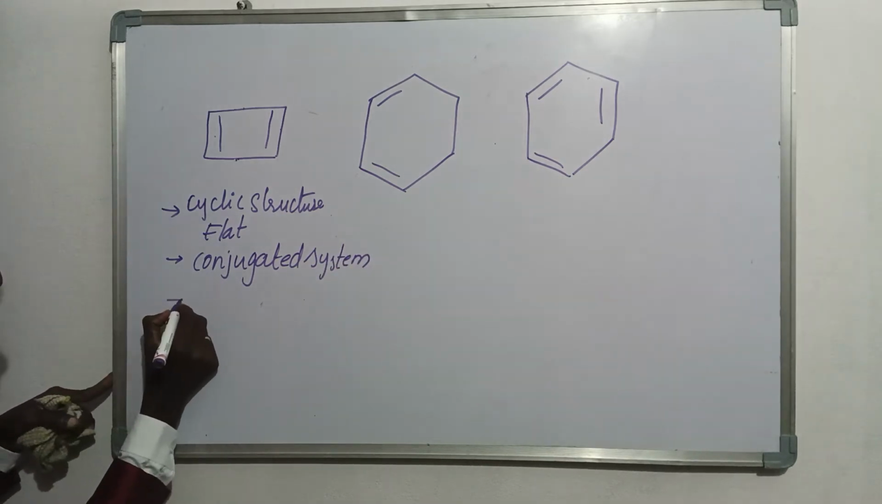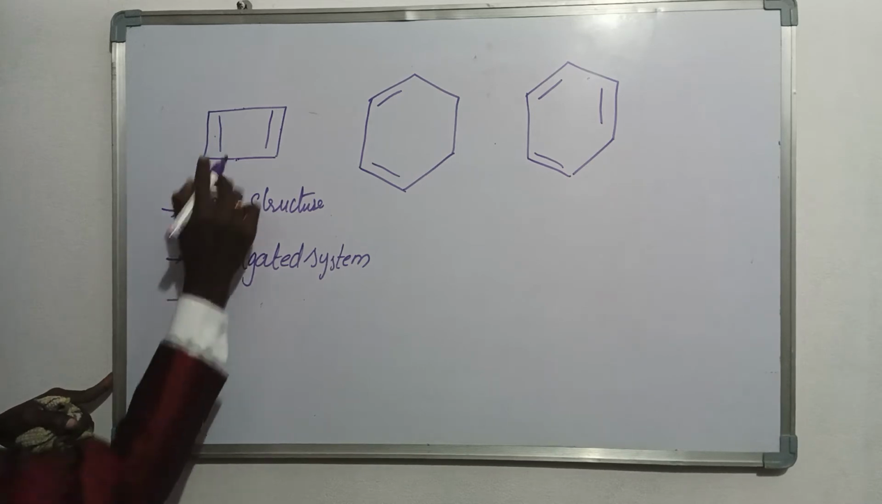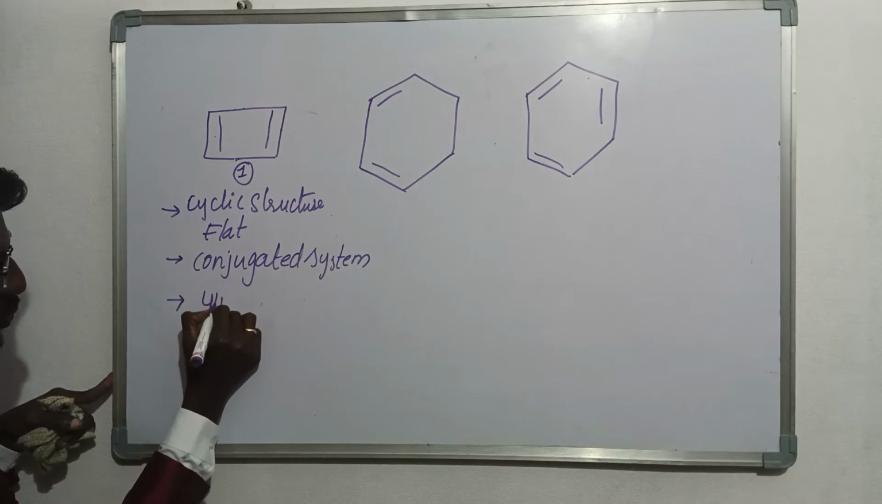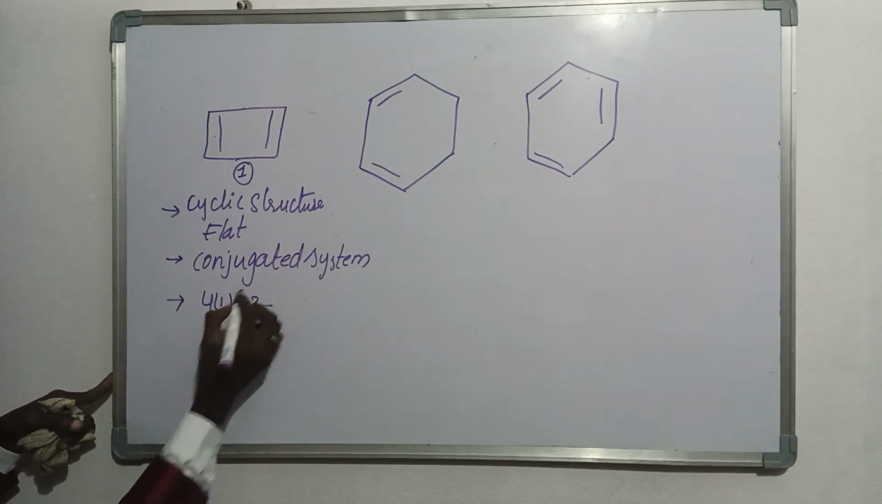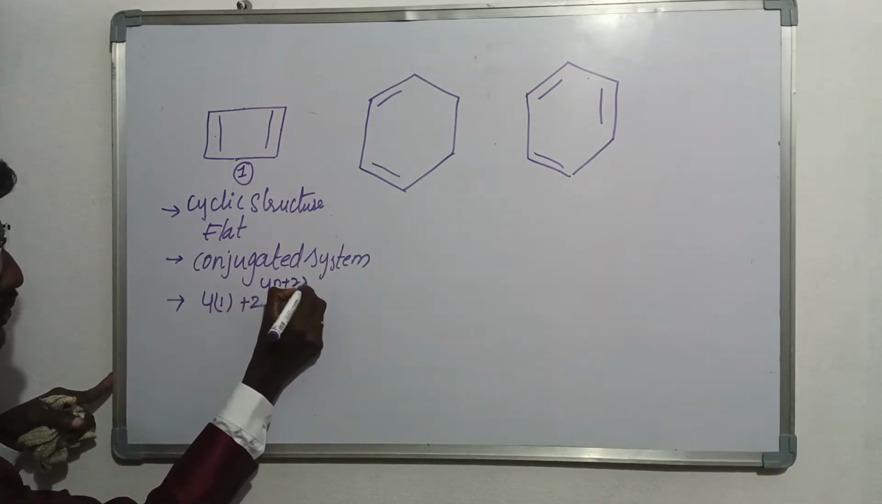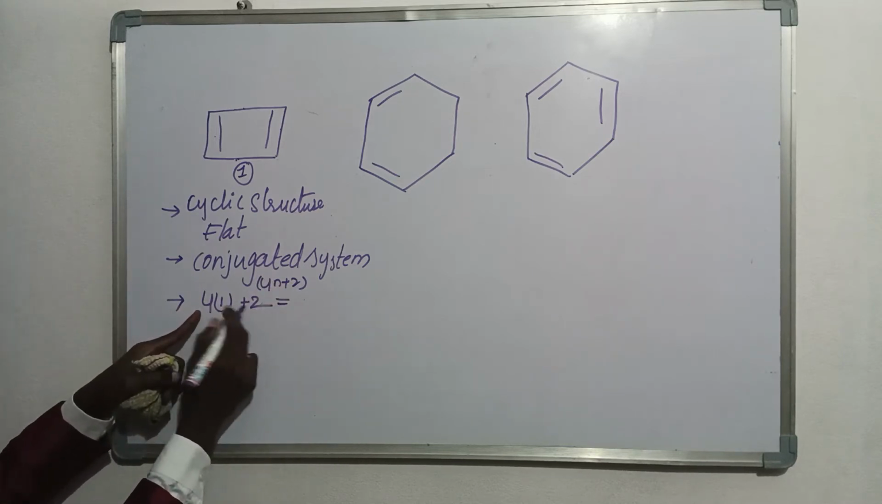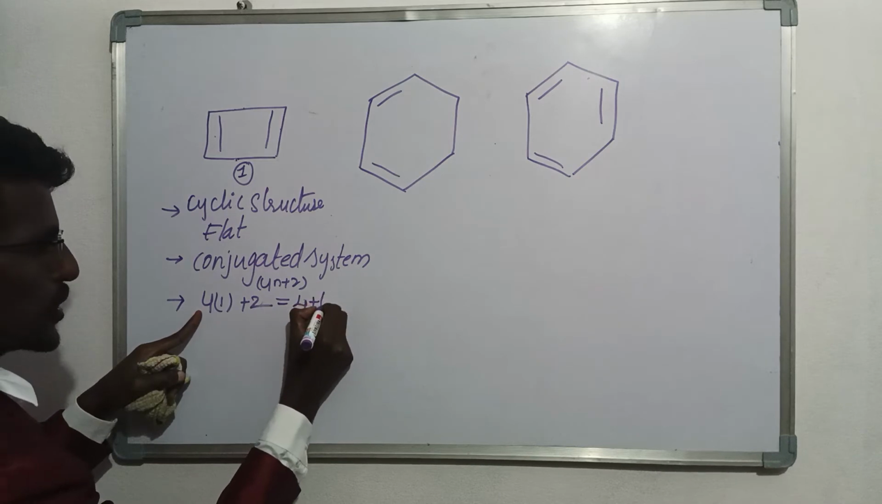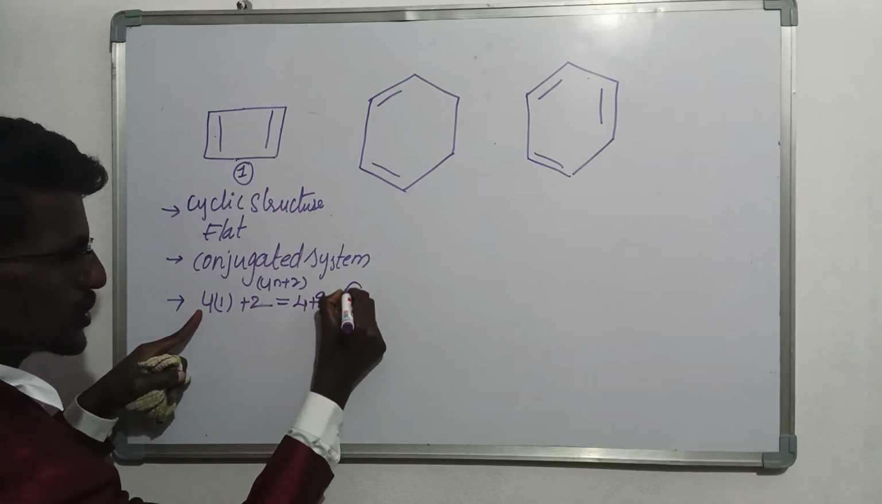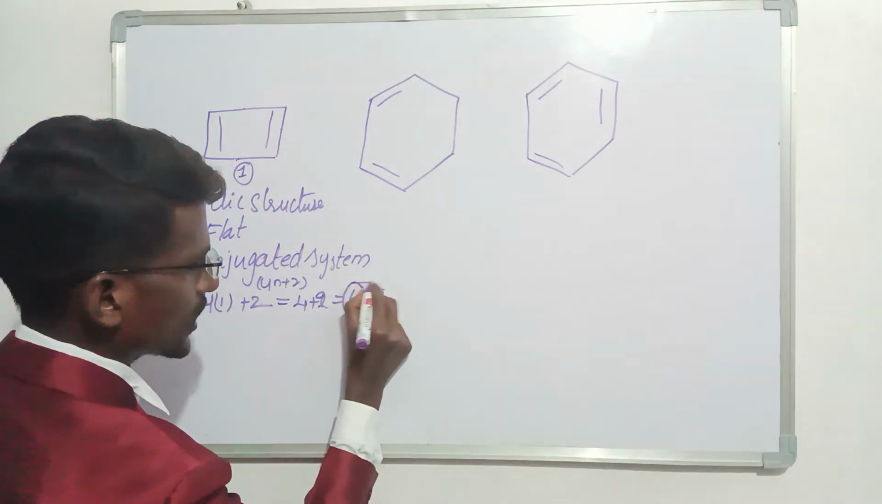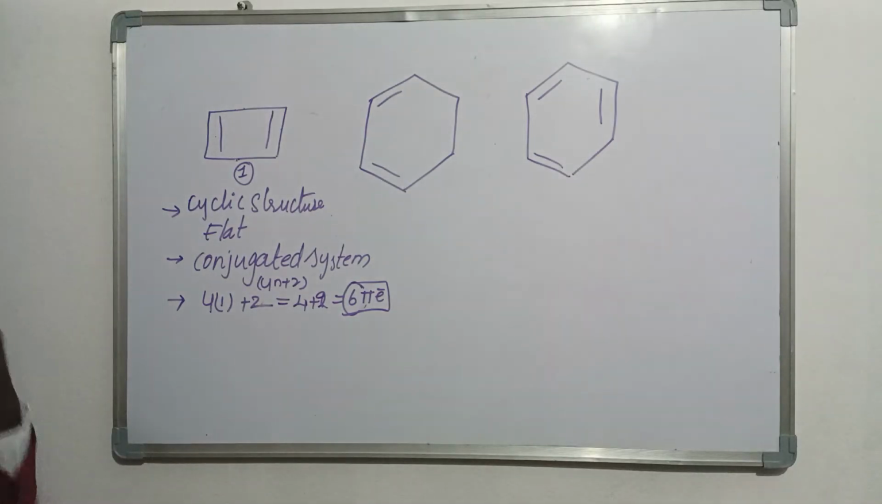Then coming to this one, it must satisfy Huckel's rule. Only one ring is there, so 4n plus 2 electrons: 4 into 1 plus 2, 4 plus 2, that equals 6 pi electrons. If it has 6 pi electrons, it may be aromatic.